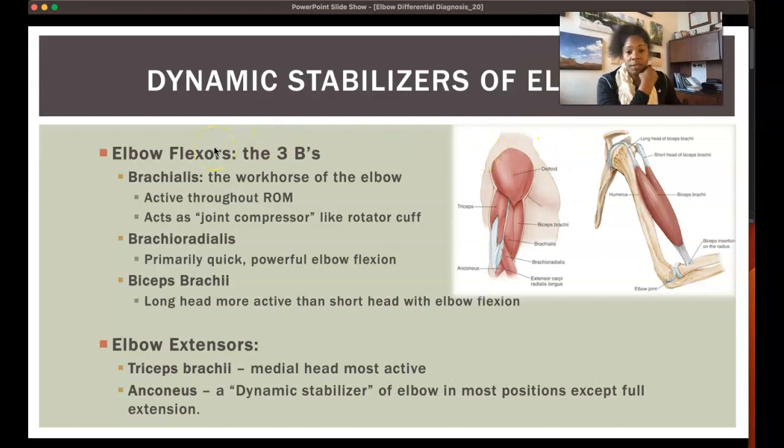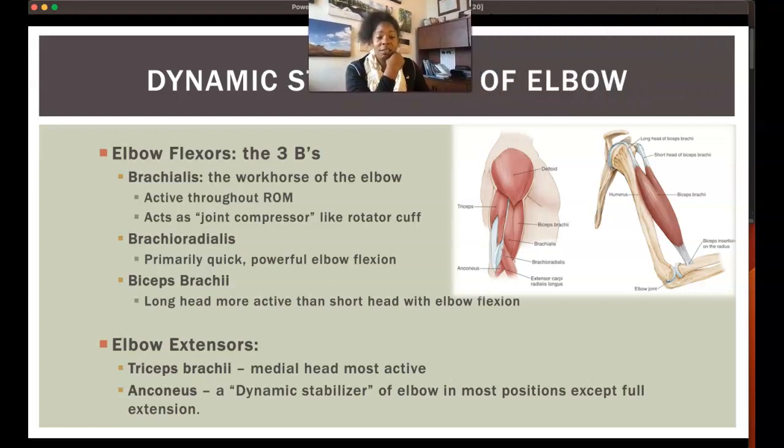So the elbow flexors are going to be the 3 Bs. We talked about them a little bit on this slide, but let's take it a little bit deeper. The brachialis is probably the one that is most known for most of the elbow flexion that we'll do at the elbow. It's active throughout the entire range of elbow flexion, and it really acts kind of like a joint compressor.